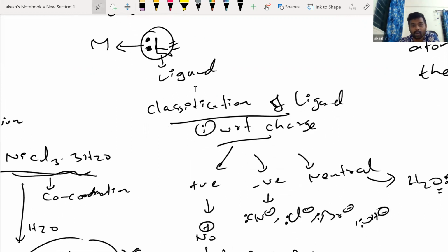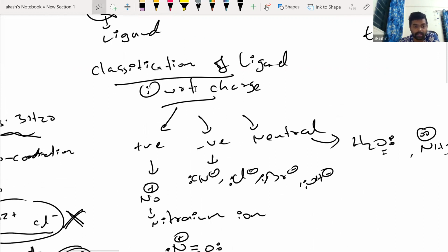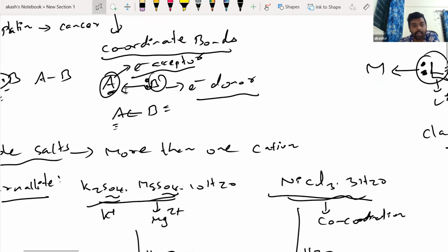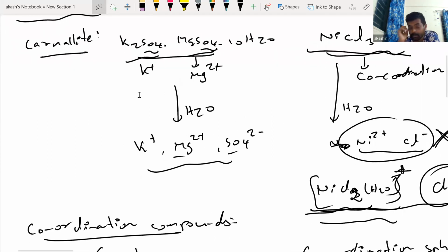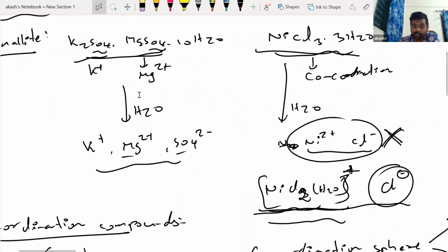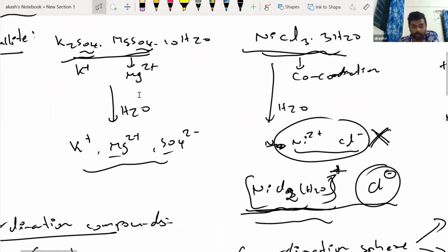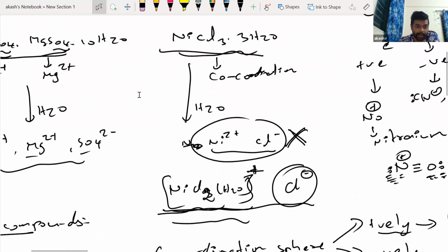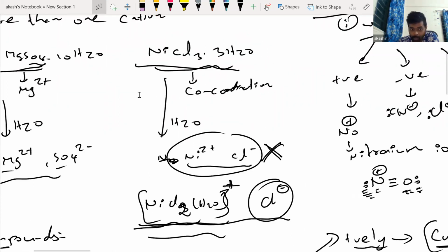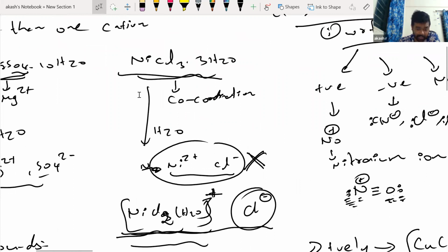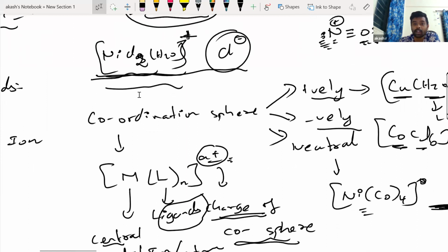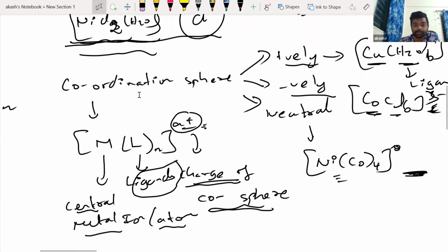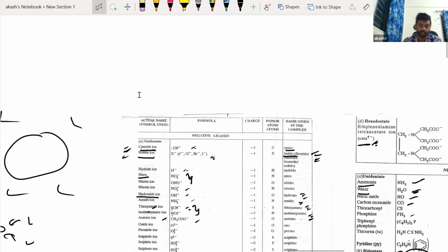Then we saw what coordination compounds are, and the difference between double salts and coordination compounds. It's all about how they ionize in water. In a double salt, whatever ions you expect will definitely come. But in coordination complexes, you get something different: a square bracket that is one entity, and a counter ion. All those things we saw. So now we'll continue with this.